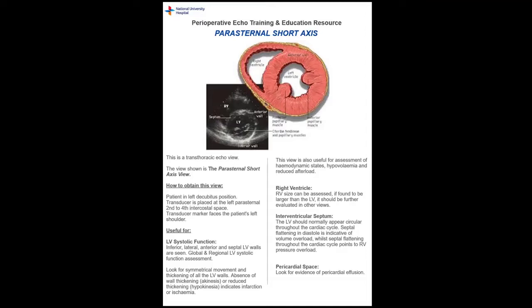Angling or sliding of the transducer allows for scanning along the long axis of the left ventricle. The probe can be moved towards the apex to view the apical segments. Movement towards the base of the LV allows for the basal LV to be visualized.